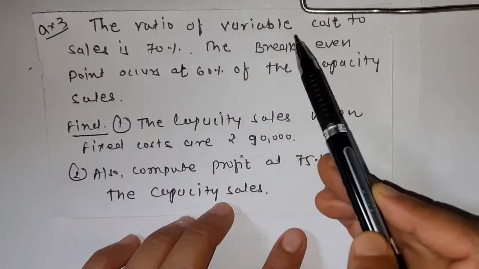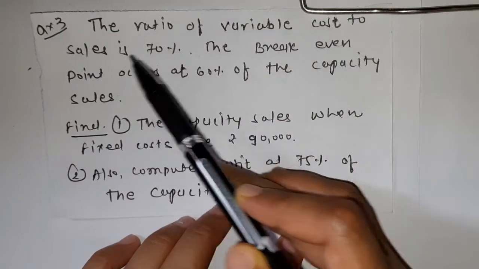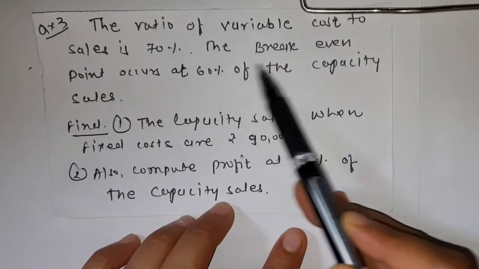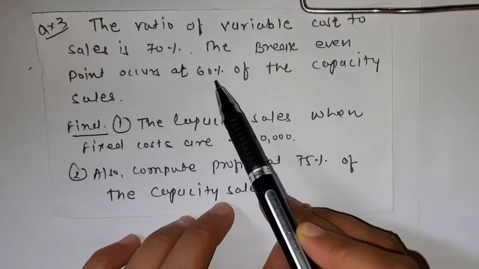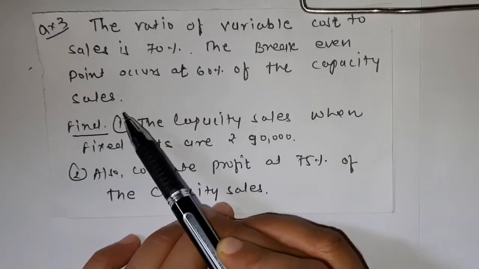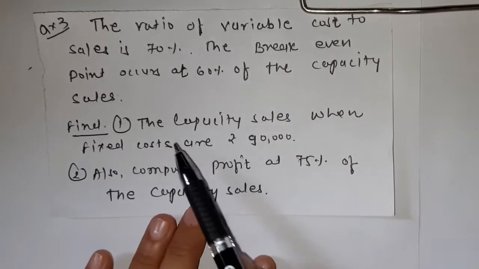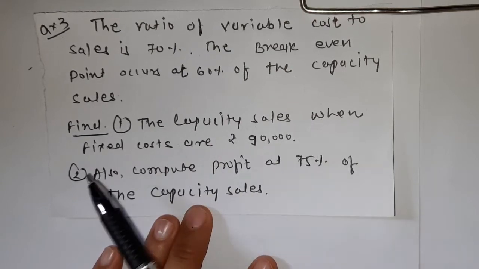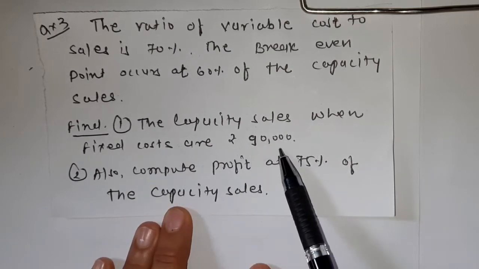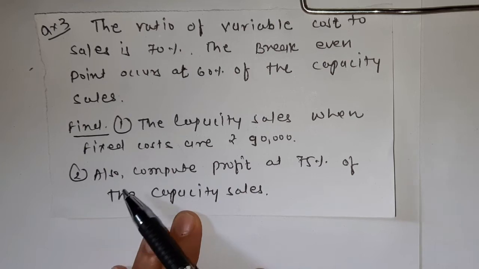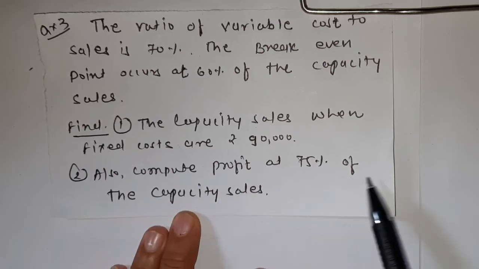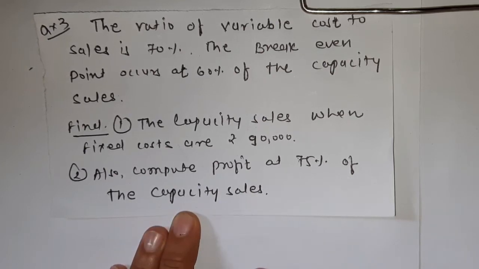The ratio of variable cost to sales is 70%. The break-even point occurs at 60% of the capacity sales. Find first capacity sales when fixed costs are rupees 90,000. Second, also compute profit at 75% of the capacity sales.